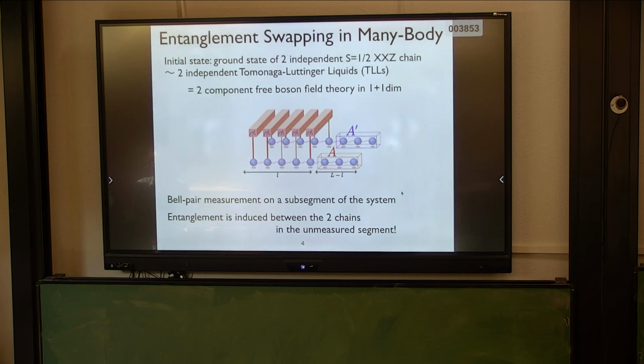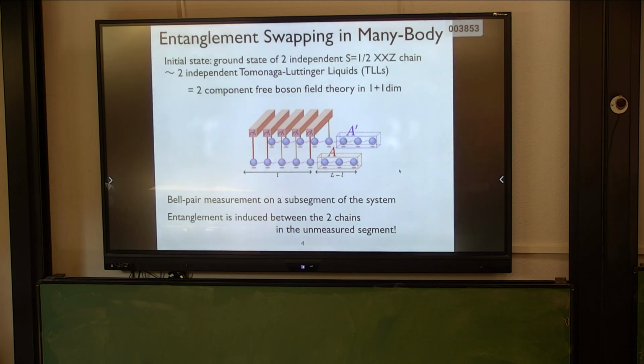The interesting point is that after doing this Bell pair measurement, of course, each measured pair is in one of the 4 Bell pair states, maximally entangled states. Then, even though we didn't do anything to these spins, after the measurement these spins, belonging to different chains, are now entangled. So this is exactly like a many-body version of entanglement swapping.